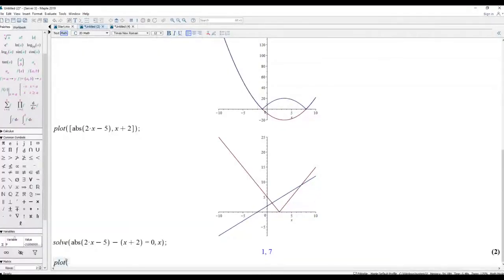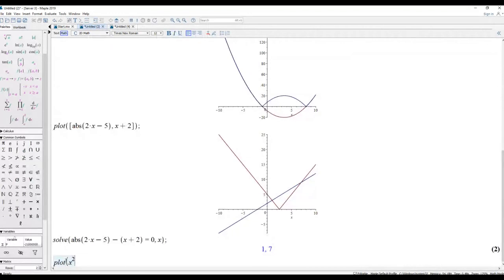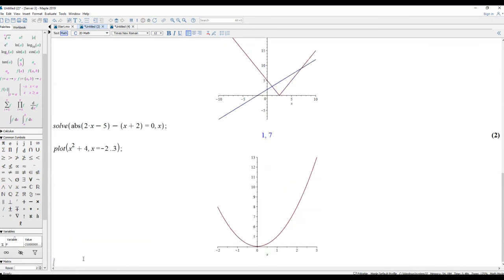Okay, so I'm going to go plot x squared plus 4, I think. Yep. x squared plus 4. And I'm going to restrict the domain between -2 dot dot +3. Okay, so I'm telling Maple there that I want it to plot the graph of the function x squared plus 4 for the domain x between -2 and +3. All right, so let's do that. It gives us exactly what we want.